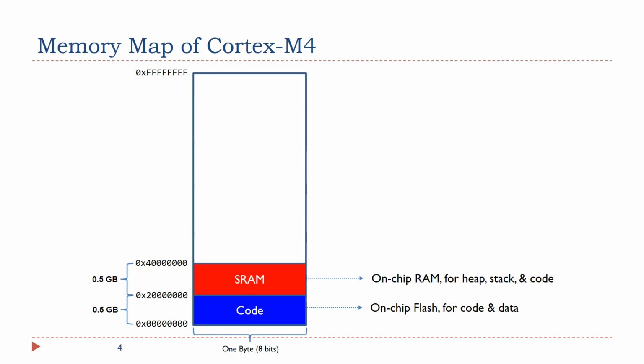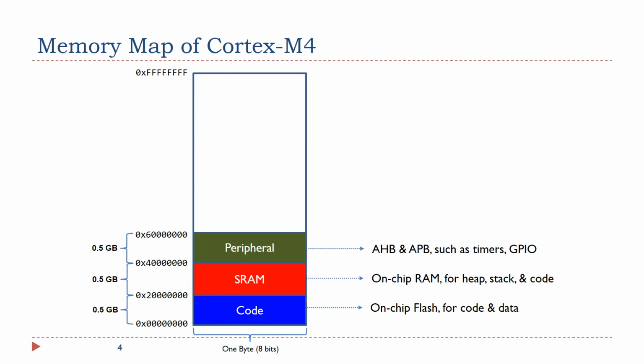The second region is static random access memory, SRAM. It is primarily used to store data, such as heaps and stacks. We can also put code here. It supports half a gigabyte. The third region is peripheral. These peripherals include AHB peripherals, such as GPIO and ADC, and APB peripherals, such as timers and USART.